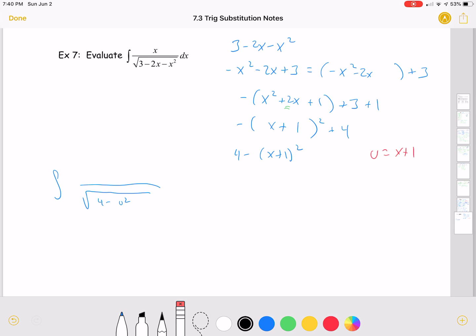The x on top, I need to put in terms of u. Well, I can do that because over here, I can solve for x by subtracting 1 on both sides. So x is u minus 1. So I'm going to put u minus 1 in its place up on top. And then du, dx is just going to be du if I take the derivative of both of those. So I've got du. Now we're in the correct form. We're in the form that we need to have in order to do this problem. Okay.